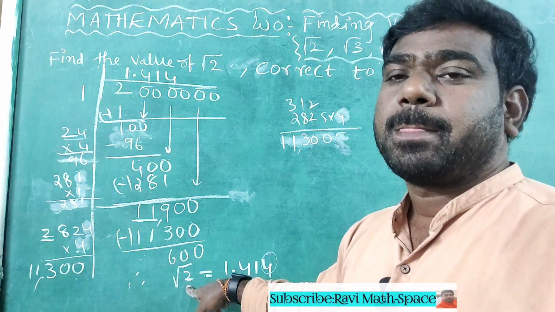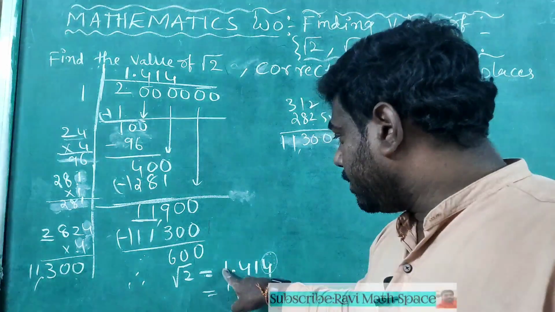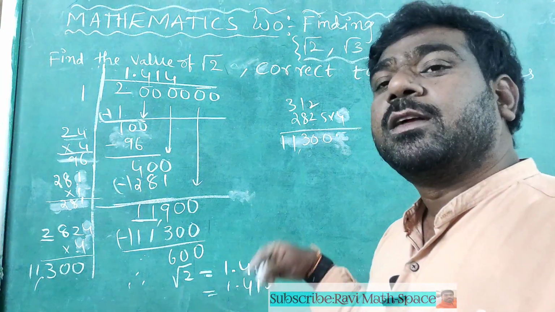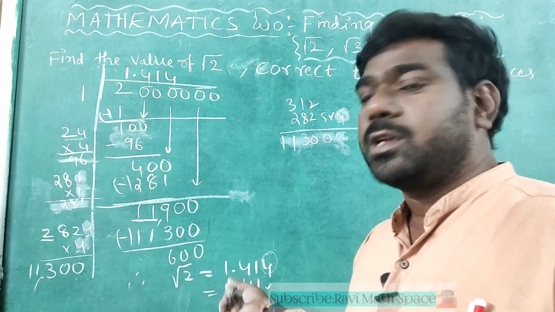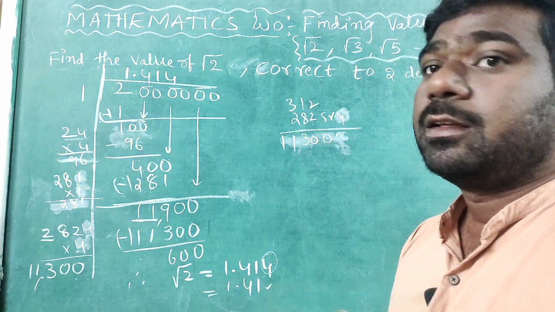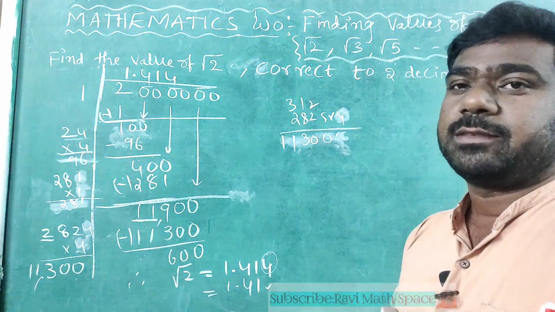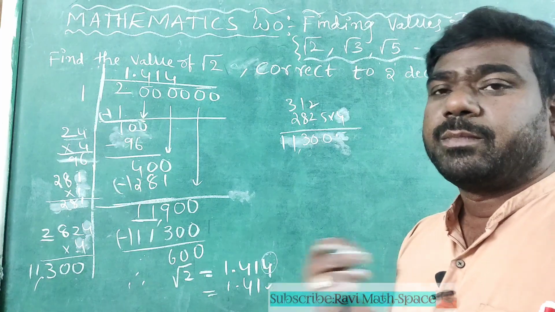This is the value of square root 2. Up to 3 decimal places, 1.414 will become the answer. Otherwise, if you want it correct to 2 decimal places, it is 1.41. This is the answer. Understand the concept here. Very simple concept. If you understand carefully, it's better.